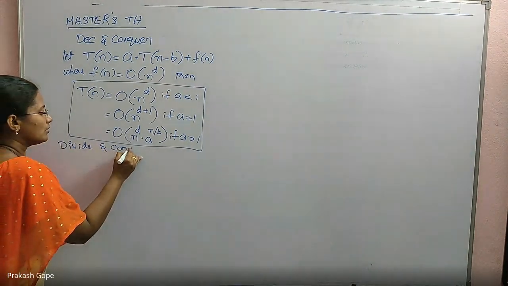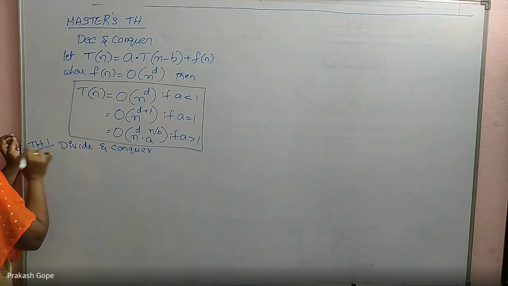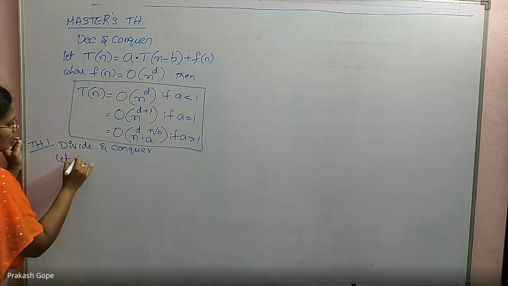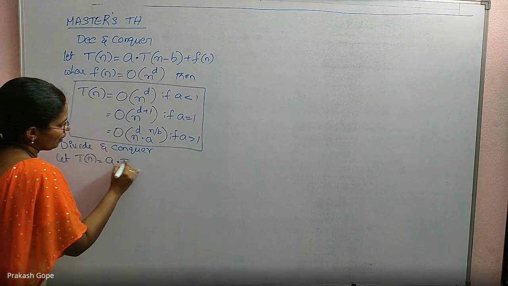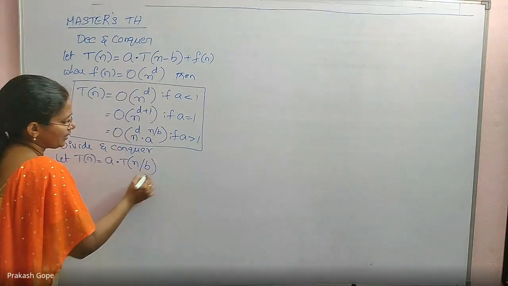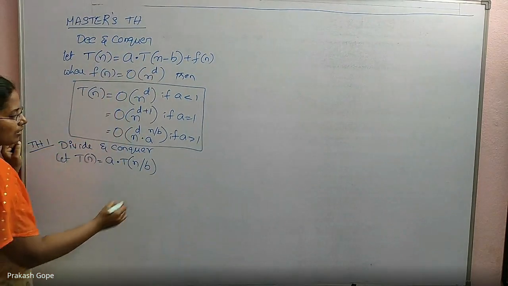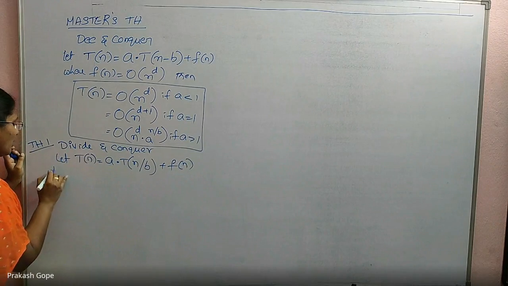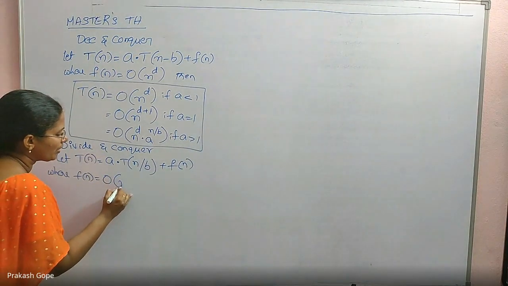Divide and conquer. Theorem 1. Let T of n be equal to a into T of n by b. This is by, that's why it is divide and conquer. If it is minus, it is decrease and conquer. Plus f of n, but f of n is in terms of n power d format.